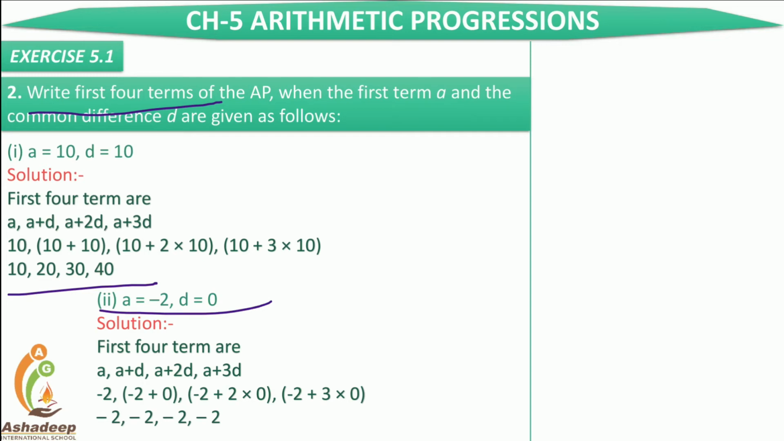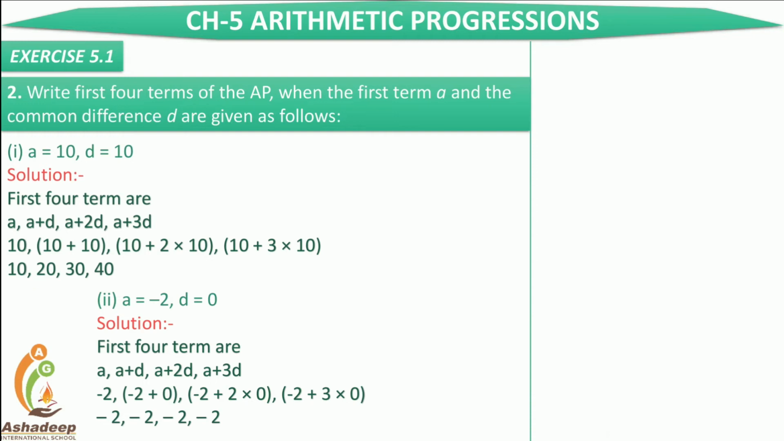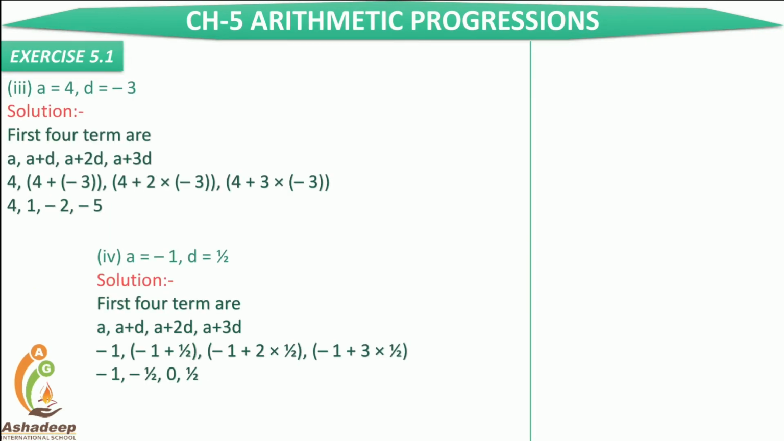A is equal to minus 2, so we'll start with minus 2. But here the difference is 0. If you add 0 to minus 2, it is nothing but minus 2. Minus 2 plus 0 is minus 2, minus 2 plus 0 is minus 2. So here it is minus 2, minus 2, minus 2 and minus 2. Right?